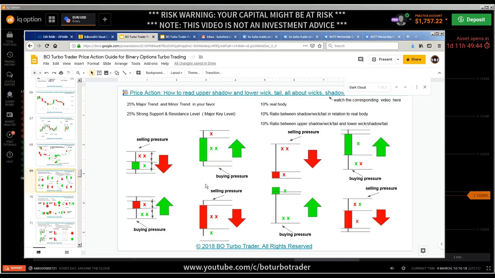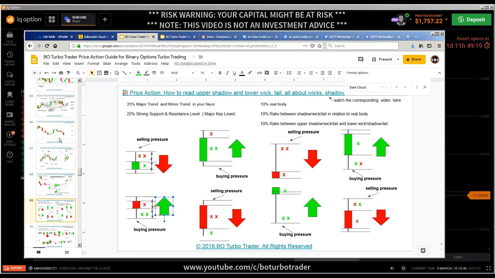Yes, here I have explained how you can calculate if the lower shadow is bigger than the upper shadow, and also if the real body is bearish. Then you can expect that there is buying pressure, and that the next candle will be bullish. That is what I have explained here, how to read the upper shadow and the lower wick tail about wicks. This is exactly what I have explained, and that is exactly what is happening here.